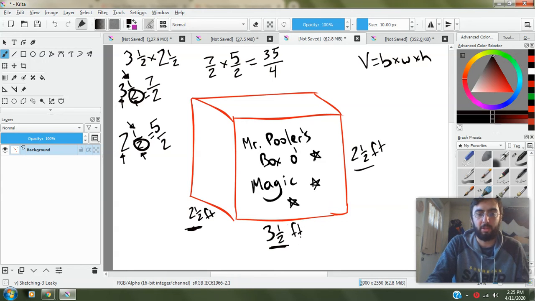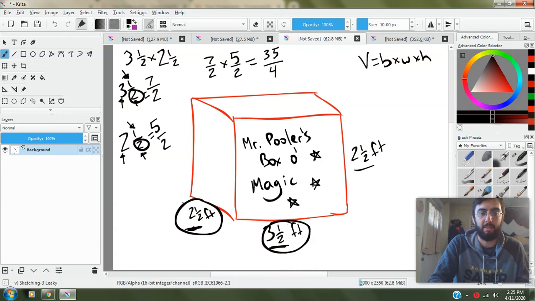So we just took this number and multiplied by this number. So we did the base times the width. We still have this height to work with over here. So our height is over here, 2.5. So now we need to multiply this number by 2.5. Now I didn't change this back to a mixed number yet because then I still need to multiply it by this.